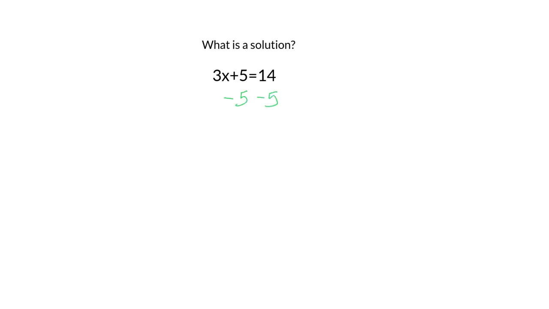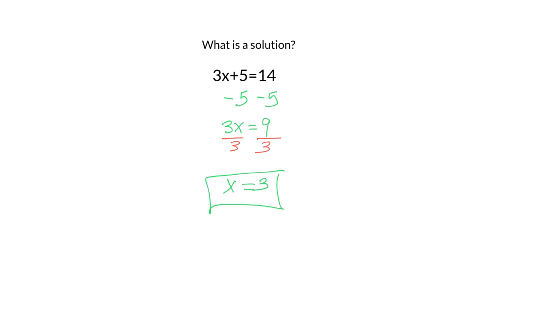Minus 5 on either side of the equal sign. 3x equals 9. Get rid of that 3 by dividing by 3. And I'm left with x equals 3. We say 3 is the answer. 3 is the solution.